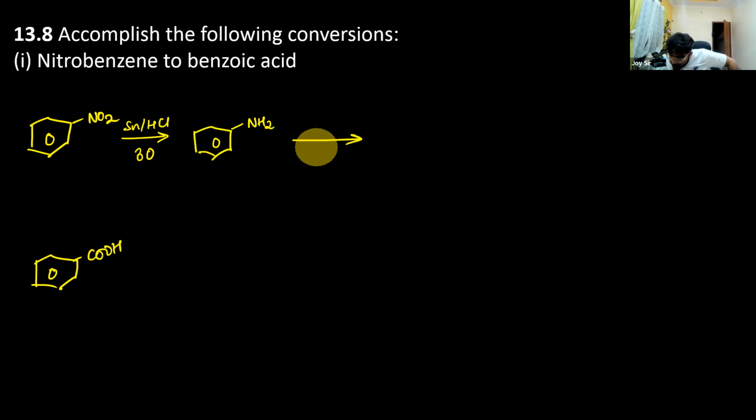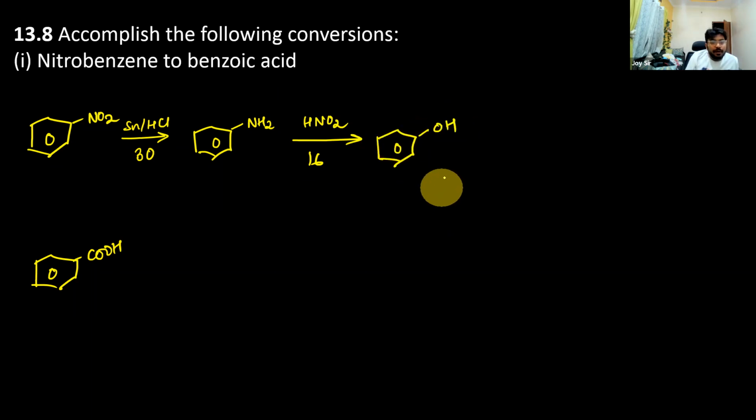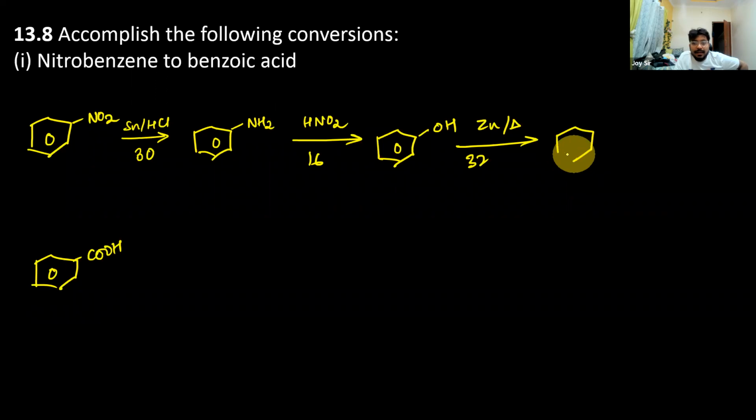Handwritten reaction. We can give number 11 from the handwritten reactions, or you can give number 16 also. The 16th reaction, because this is outside the benzene, now we can do it. So HNO2, ultimately it will become our phenol. Okay, phenol, if I give zinc dust, number 32 reaction, in the presence of heat it becomes benzene.